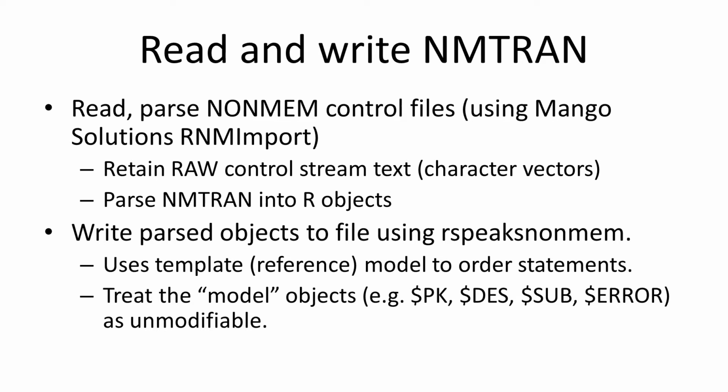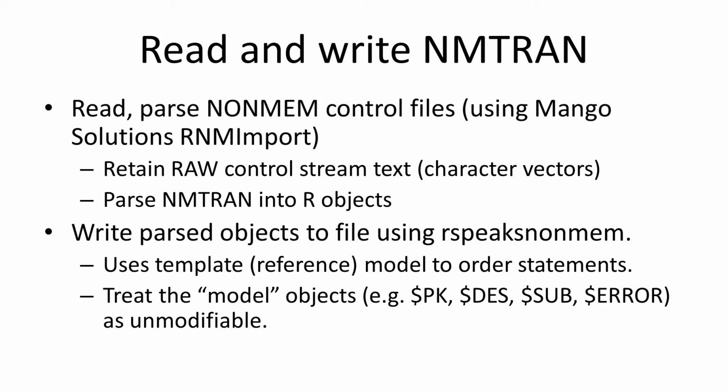So as I've said, the reading part of RNM import reads and parses the NMTran control files. That function retains the raw control stream text, so these are the character vectors of each line of the NMTran control stream, but it also parses that into R objects. We work with those, we manipulate those parsed objects, and then we write those parsed objects back out to file using that template, and we treat the core model objects as unmodifiable. So those get written back to file unchanged.